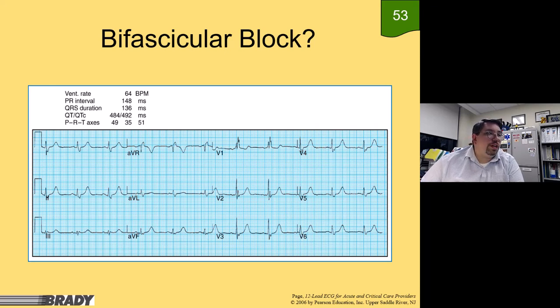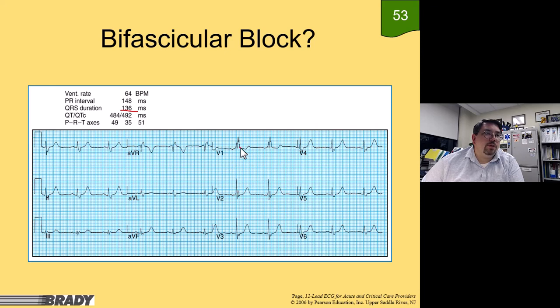Again, one more for you here. The axis in this one is going to be 35. It's going to put us in a normal axis. Again, leads 1, 2, and 3 appear to point up. If I look at V1, V1 again appears to be wide with a QRS duration of 136 milliseconds. And my PRI, my actual interval here appears to be within normal limits. It's less than 200. This is my first and primary concern right here.